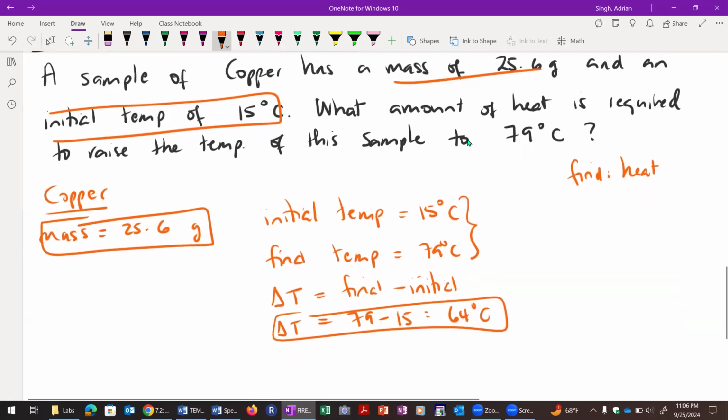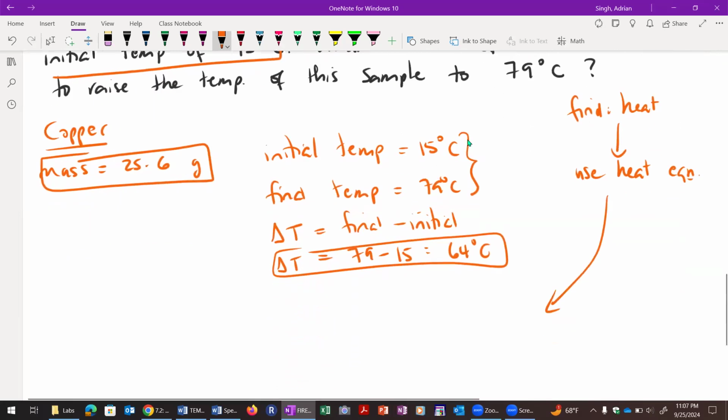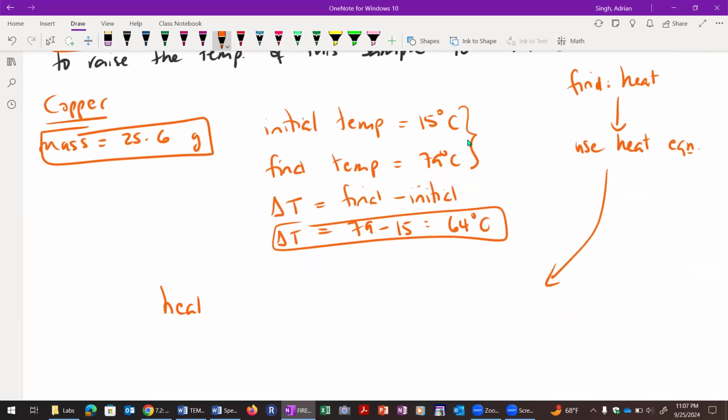If I need to find heat, then I'm probably going to use the heat equation. So EQN is my abbreviation for equation. Let's write that down here. So we have the heat is equal to the mass times the specific heat times delta T. Okay, so I'm going to substitute my values. The heat is the mass, 25.6 grams. C, my specific heat, I can look this up in the table. You don't have to memorize the specific heat values. You'll either be provided with them or you can look them up.